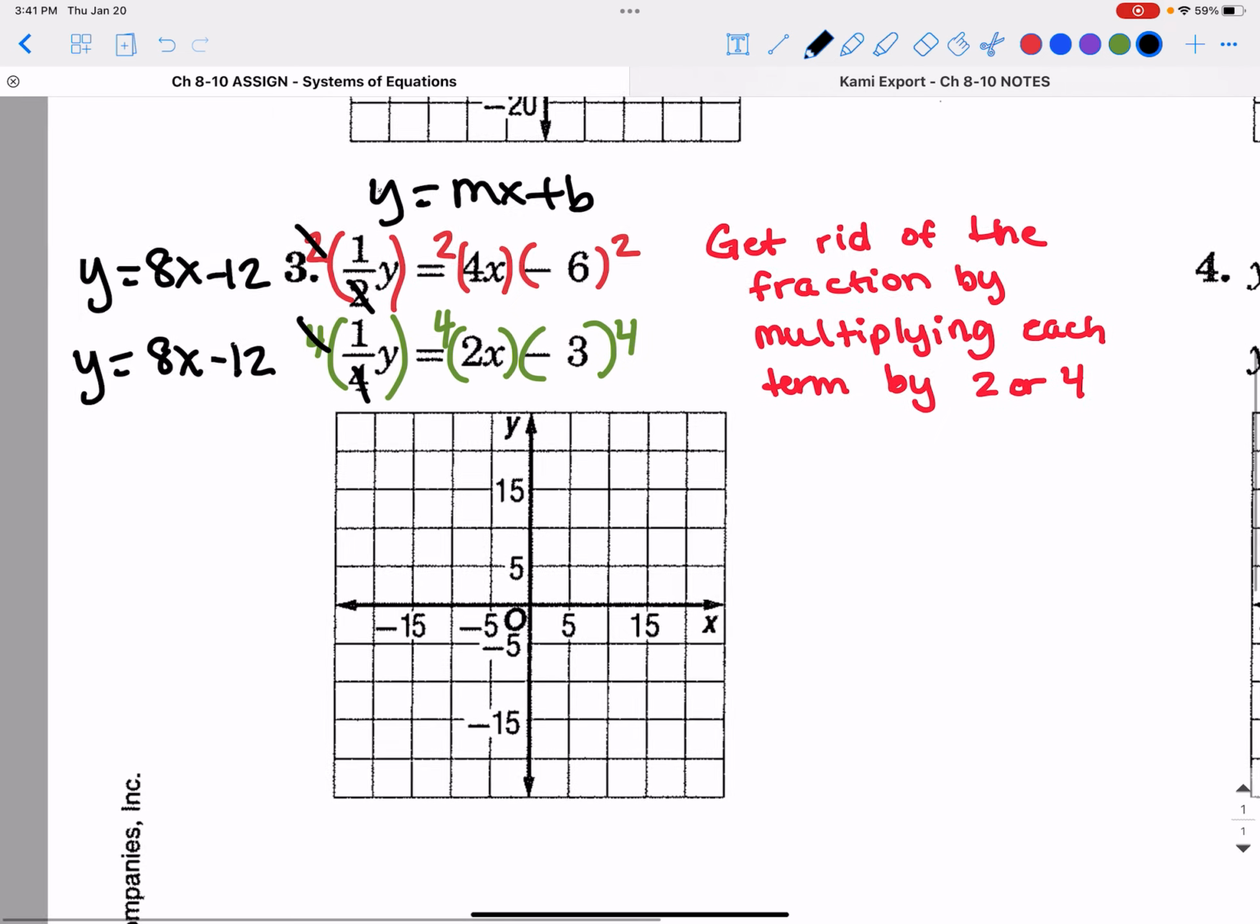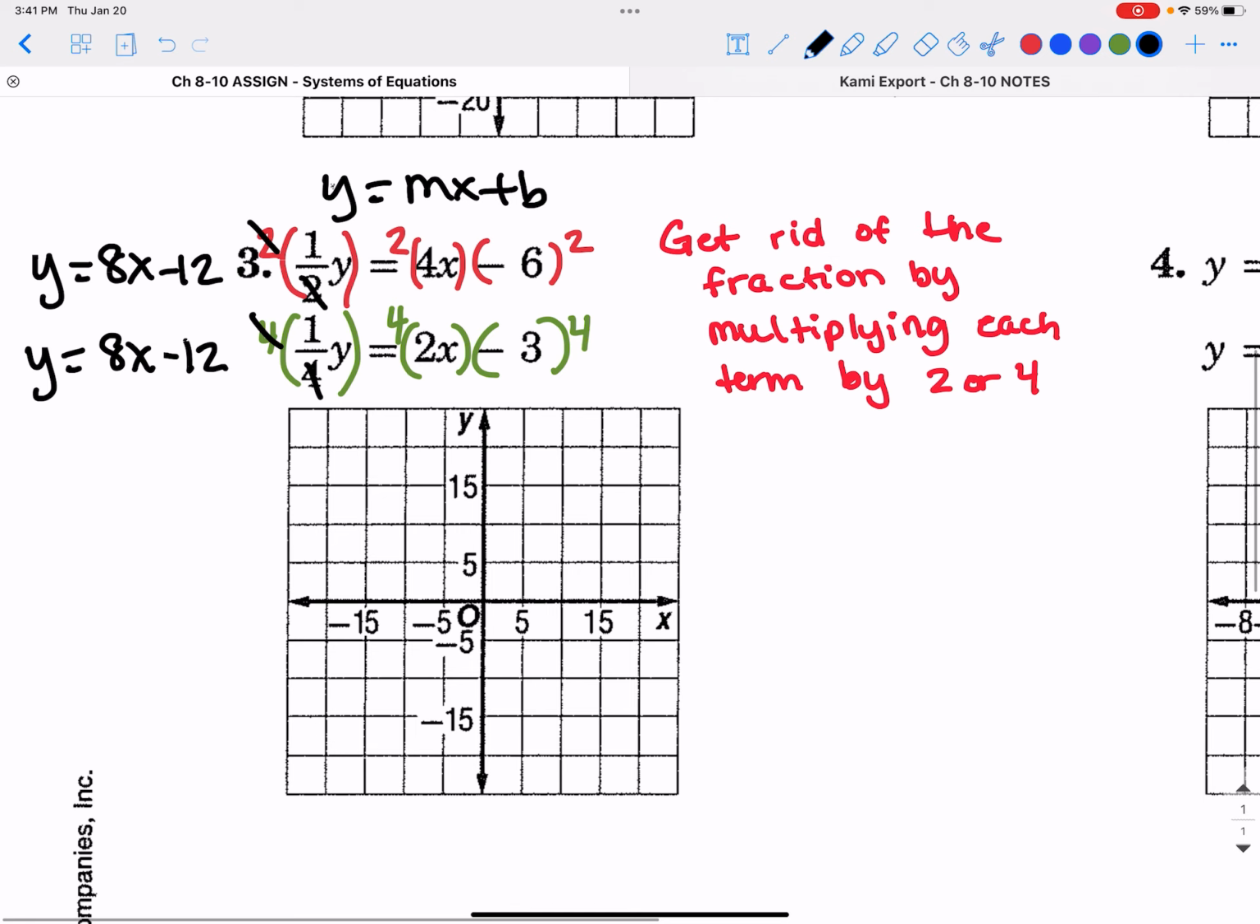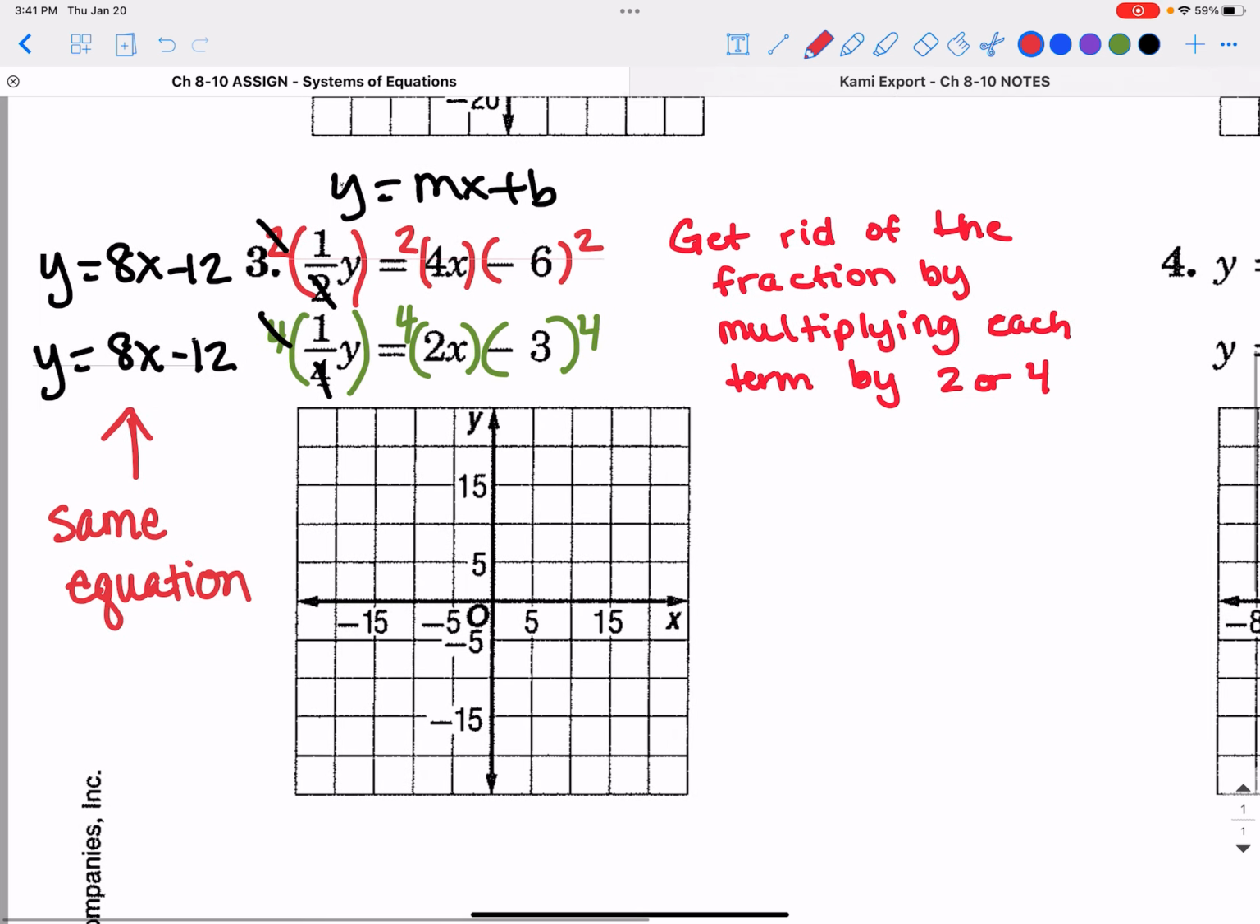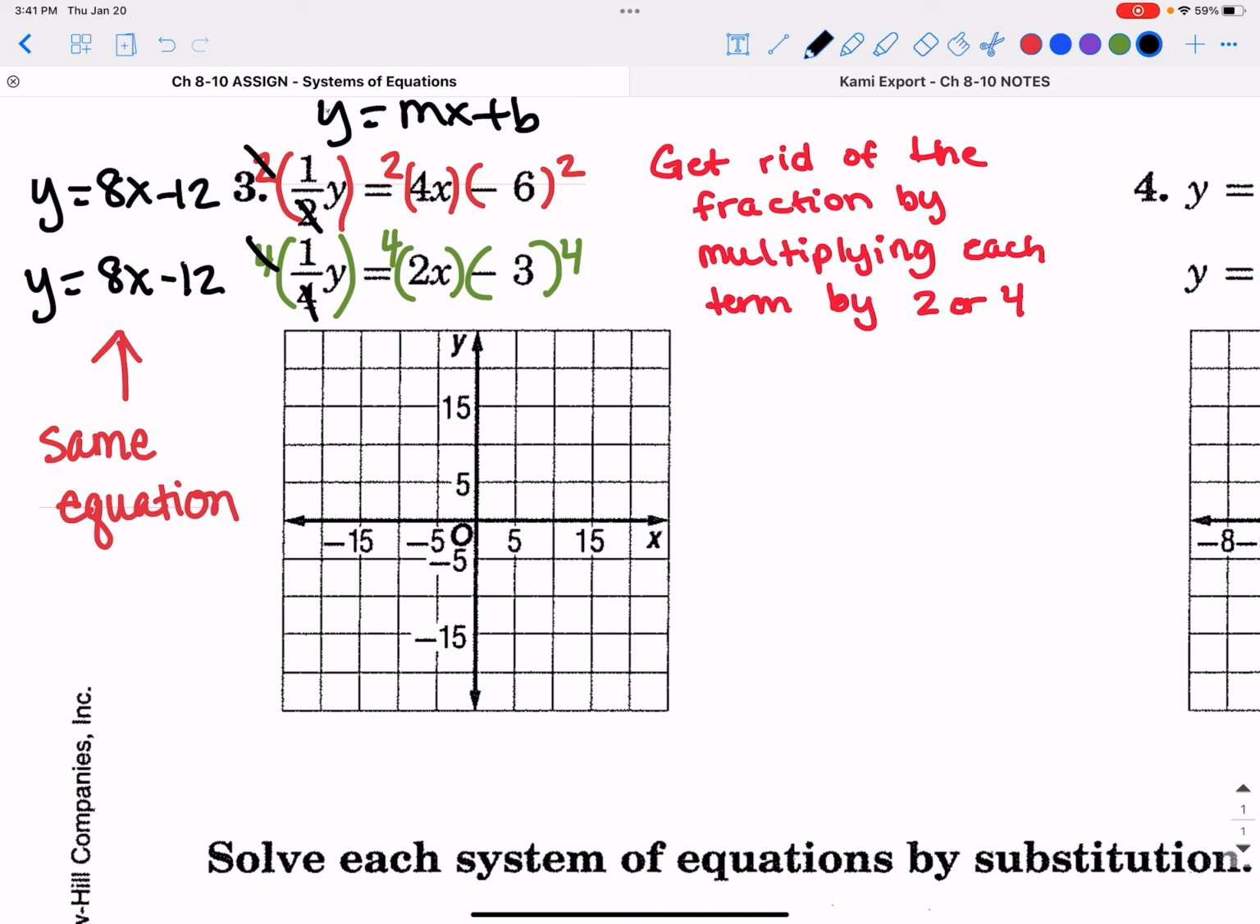Now you should notice right off the bat that these are the exact same equation, okay? Same equation, right? And we've talked about what this means, but I'll go ahead and graph it just to show you. But you have y equals 8x minus 12 and y equals 8x minus 12. They're the exact same equation. So I know right off the bat that my answer is going to be infinite, because the very definition of infinite is that they're the exact same line, and so when you graph them, they're going to look the exact same. But let's go ahead and graph this.